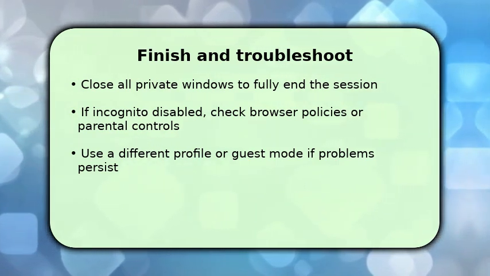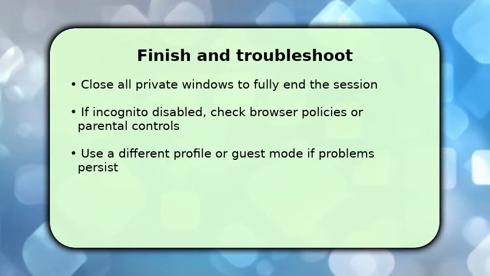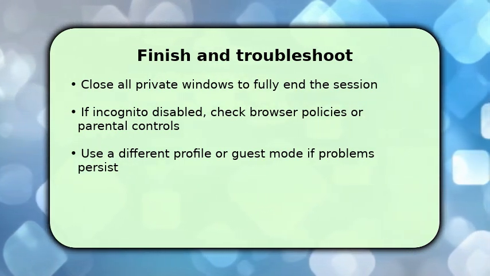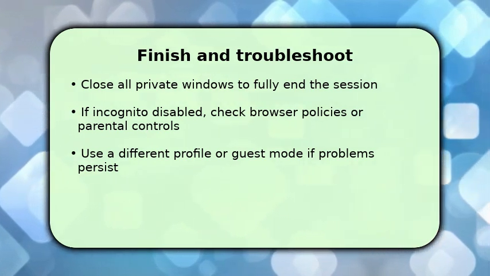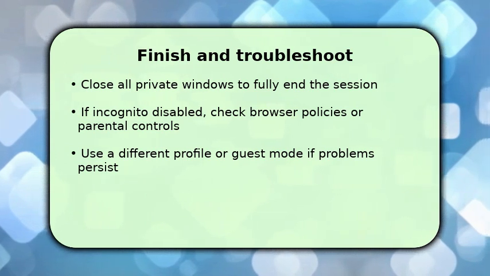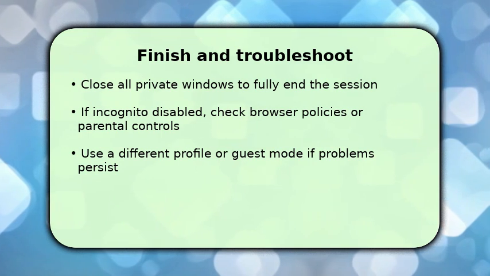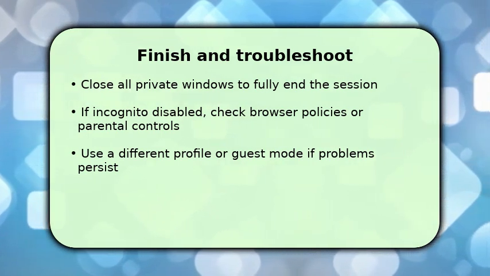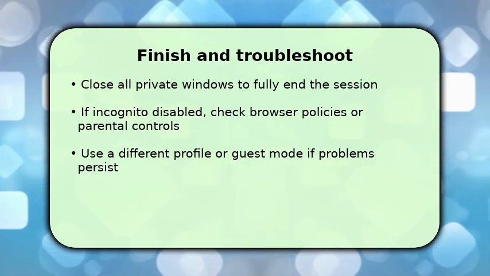If you can't open incognito, check for enterprise or parental policies, open settings or your OS profile controls, and look for managed preferences. Make sure extensions aren't forcibly allowing tracking. If issues persist, switch to a different user profile or use guest mode, which is often available and bypasses some restrictions. A final tip: restart the browser after changing settings to apply them.